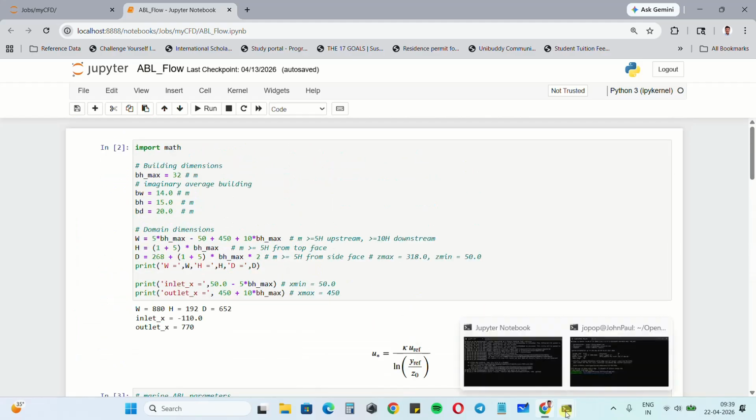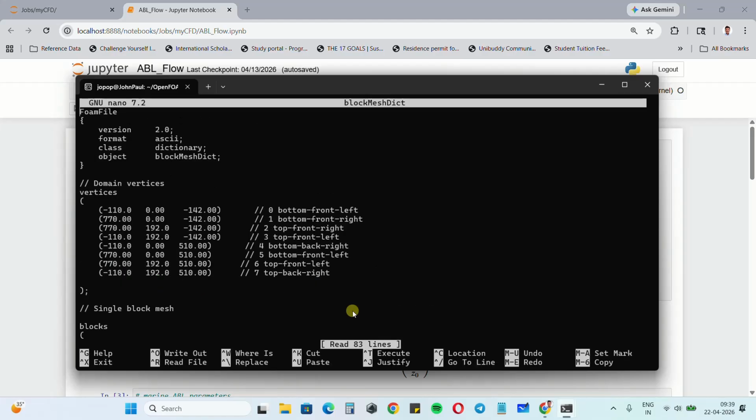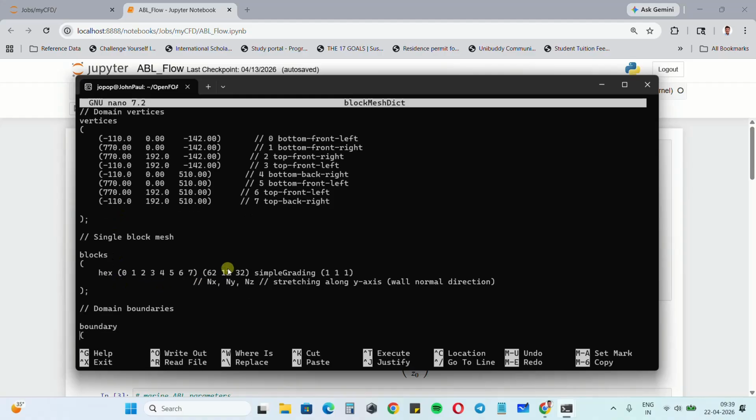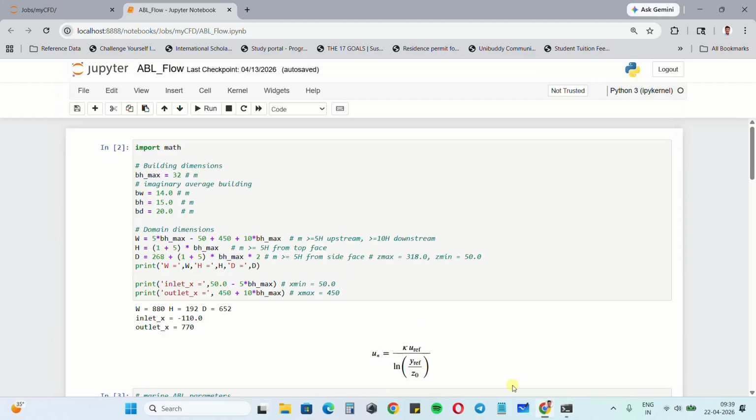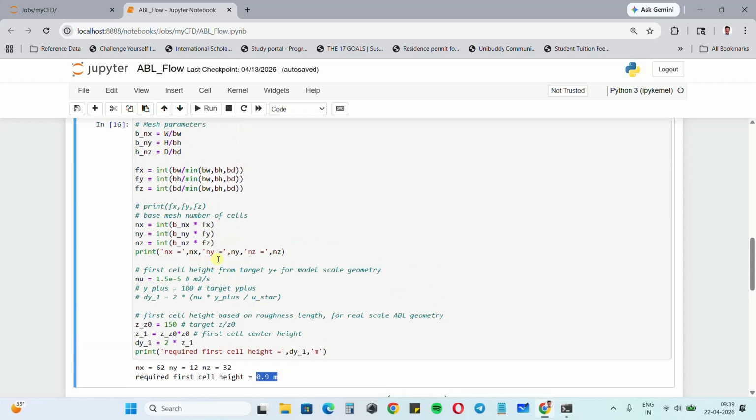According to this, I have set up the blockMesh. Open the Linux terminal and navigate to your case folder. In my case, I have named it LNG plant. Then go to the system folder, then edit the background mesh file, blockMeshDict. The first part here is where you set the domain vertices. According to the dimensions calculated, I have defined the coordinates. The second thing is to specify the cell count. I have done a basic estimation of it based on the imaginary building dimensions, and that's the cell count that I'm going to use.